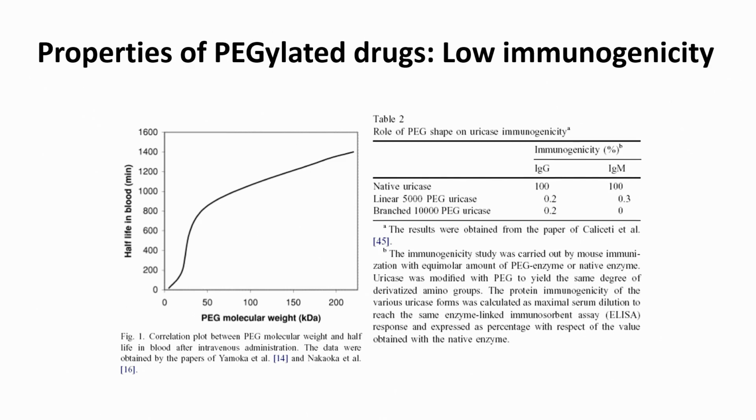Some of the properties of the PEGylated drugs, they also have lower immunogenicity. So let us say if I have a native protein, in this case uricase, and whatever antibodies I am getting, IgG or IgM, I say that those are 100% antibodies. Once I conjugate a linear or branched polymer, I see a dramatic decrease in the antibodies present for that particular protein. So now not only am I increasing the circulation time, I am also decreasing the amount of antibodies that the body is generating. So the immune response is lowered, the patient is much happier, the half life is increasing quite a lot in the blood.